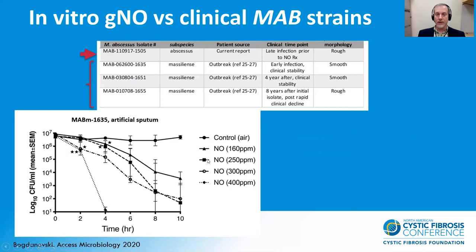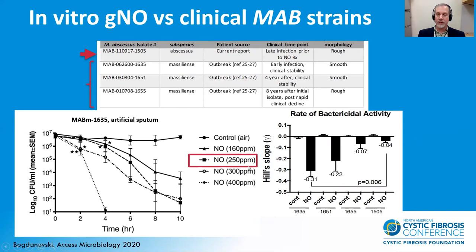We chose to look further at the mid-range dose of 250 parts per million and looked at comparisons of hill slopes, which are derived from individual killing curves. Displayed here, the longer or more negative of these bars corresponds with increased microbial killing, comparing the isolates occurring early in the clinical course, mid-course, and late course of the comparison isolate to our treated patient's isolate shown on the far side.